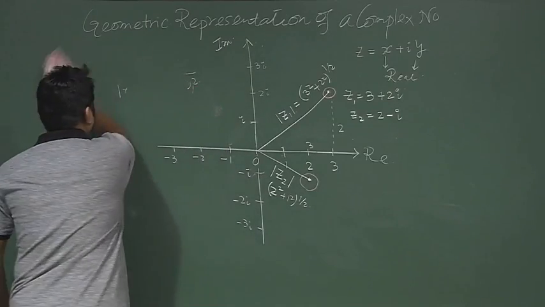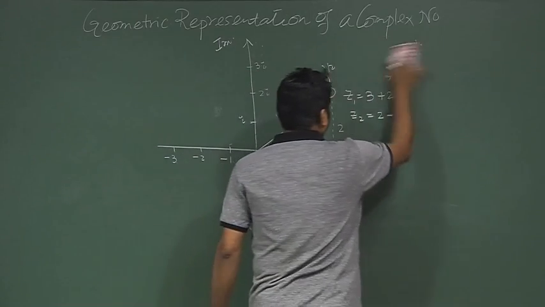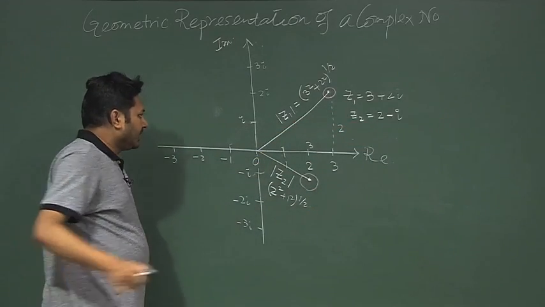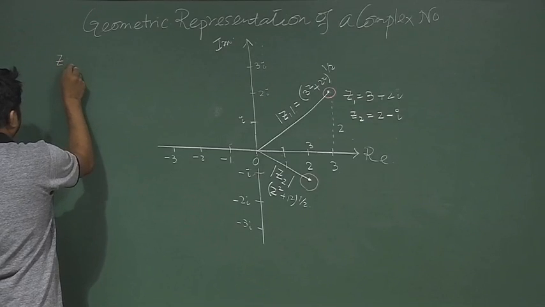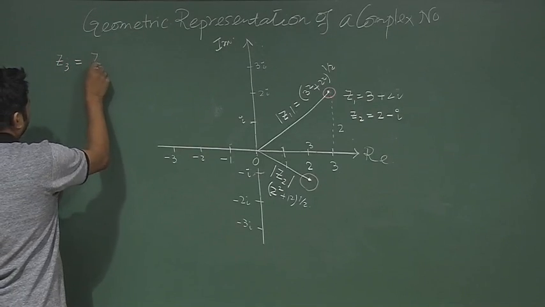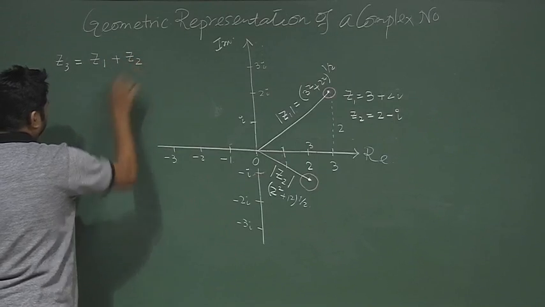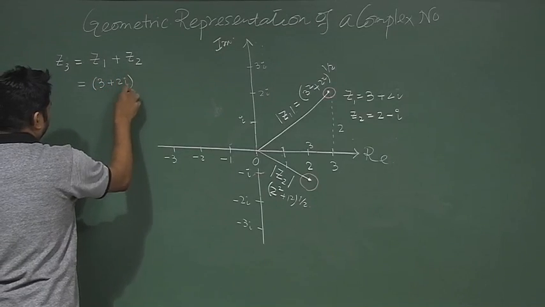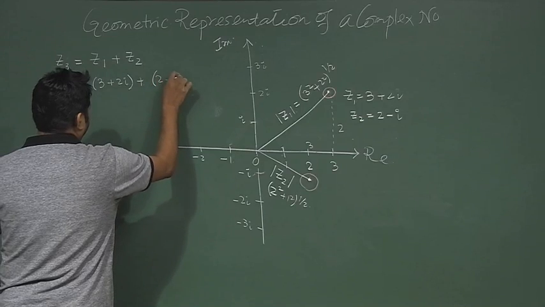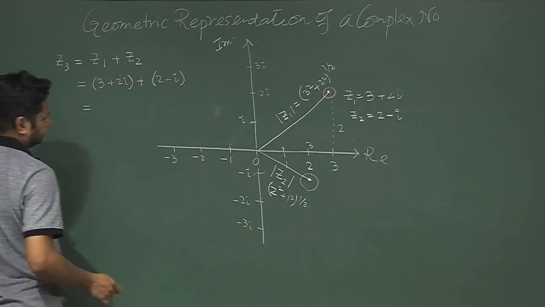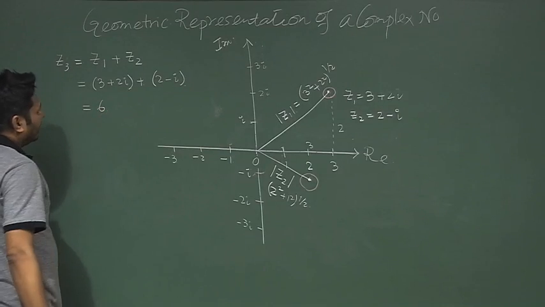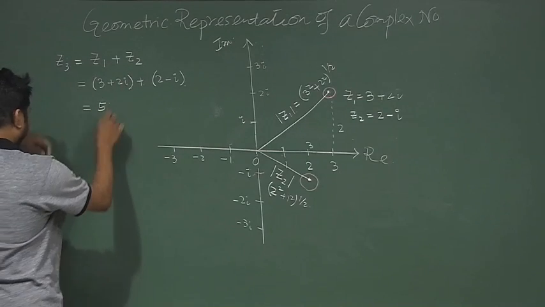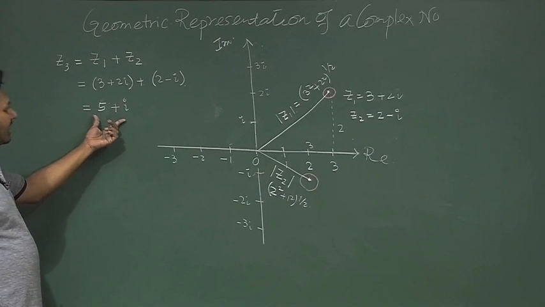Now, a few interesting things. I have 2 points, this and this, so it seems to be a vector-like thing. Now I want to find z3, which is the addition of these two quantities, z1 plus z2. I know the addition formula: z1 is 3 plus 2i and z2 is 2 minus i. So that means 3 plus 2, sorry, 5, and then 2 minus 1 is plus 1, that means 5 plus i.